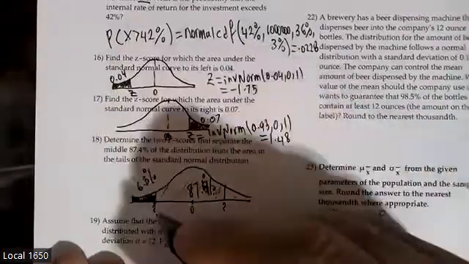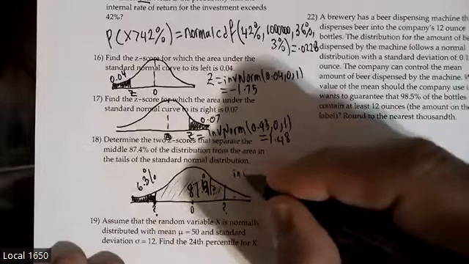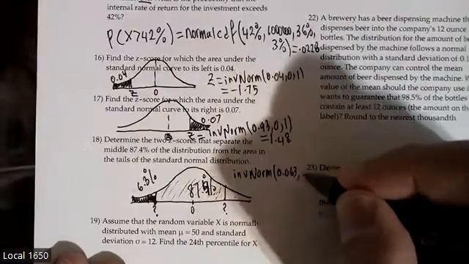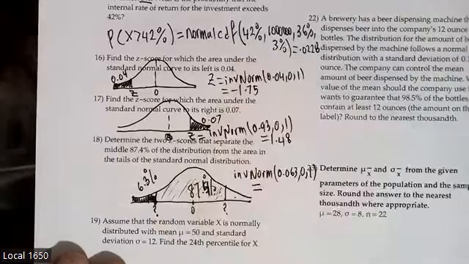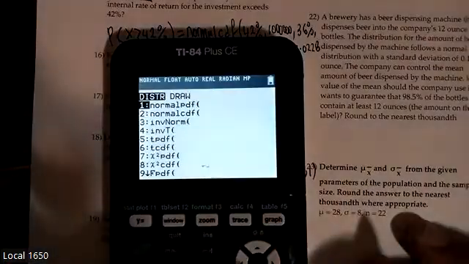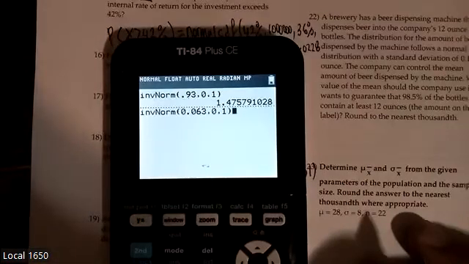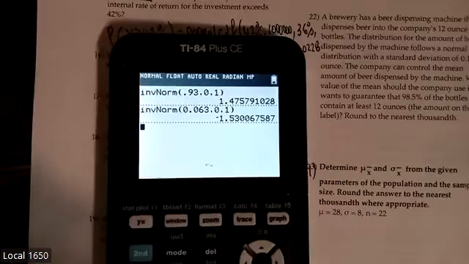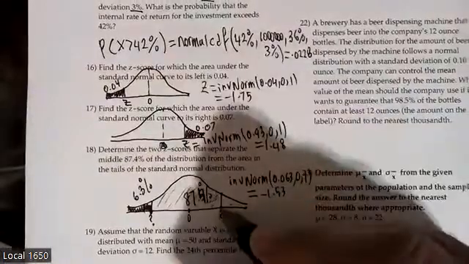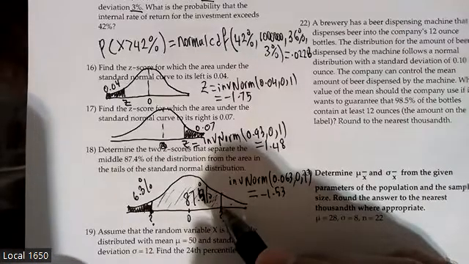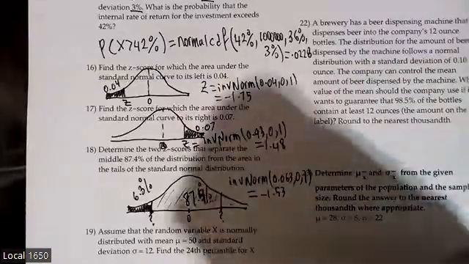Okay, look what you can do, guys, for this one. You go to inverse norm, put the 6.3%, which is 0.063, put comma 0, comma 1, and find me this value. Let's do it. What's the answer, guys? Negative 1.53. Okay, can you guess what this z-score is going to be? If this one is negative 1.53, what do you guess this one is going to be? 1.53. Yeah, they're symmetric. So this one is 1.53.